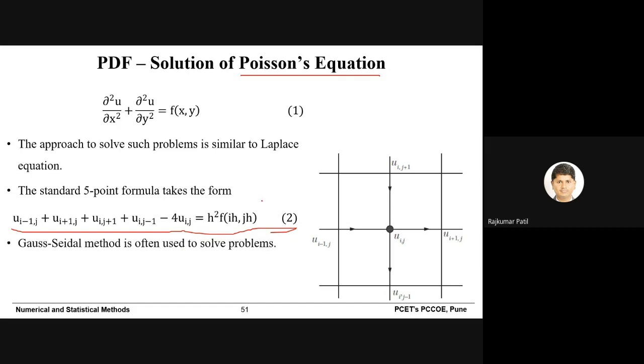Once you apply this 5-point formula, you will get simultaneous equations just like the previous case of Laplace equation, and then you can solve those problems by using the Gauss-Seidel method. As I mentioned in the previous class, whenever you get simultaneous equations for Laplace equation, or in this case Poisson's equation, try to use the Gauss-Seidel method so that in a smaller number of iterations you will get the solution up to the desired accuracy.